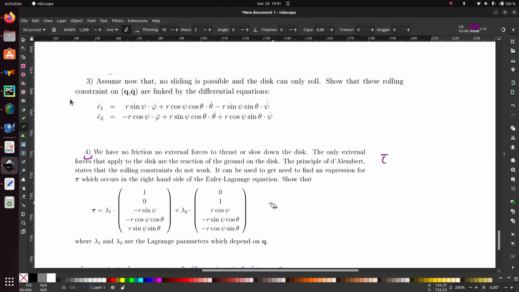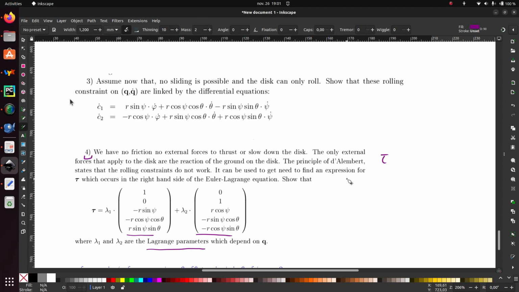So what we have to do, we have to prove that tau is a linear combination of two vectors, this vector and this vector, and the coefficients lambda 1, lambda 2 that are named the Lagrange parameters depend also on q. It is what I have to prove. So for this, I need to take a virtual displacement.